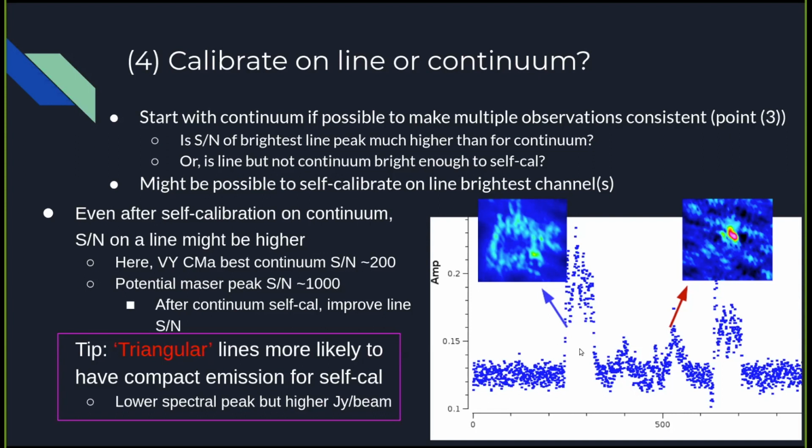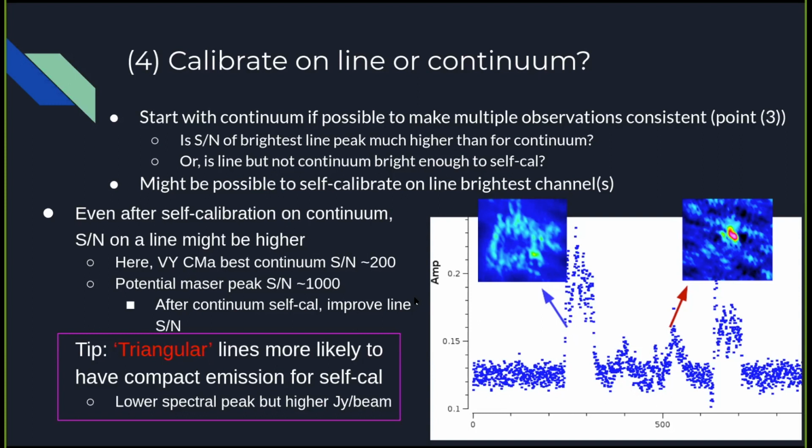You want to make sure that you pick the line that's got the brightest peak, as you see in the right-hand image, which may not necessarily be the brightest line in the spectrum, because a lot of extended emission will add up to something which looks bright in the visibilities. But actually, you would have a much harder job getting a nice model from the ring on the left than the point on the right.